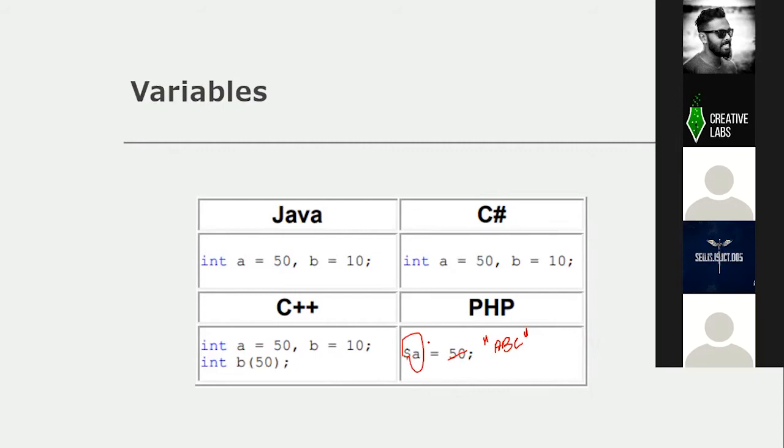You don't need to declare int or float or double or string, nothing. You just initiate the variable and assign the value, and that variable will be treated as the data type that you assigned. If you assign an integer, it will be treated as an integer. If you assign a Boolean value, it will be treated as a Boolean. So it works like that, right?